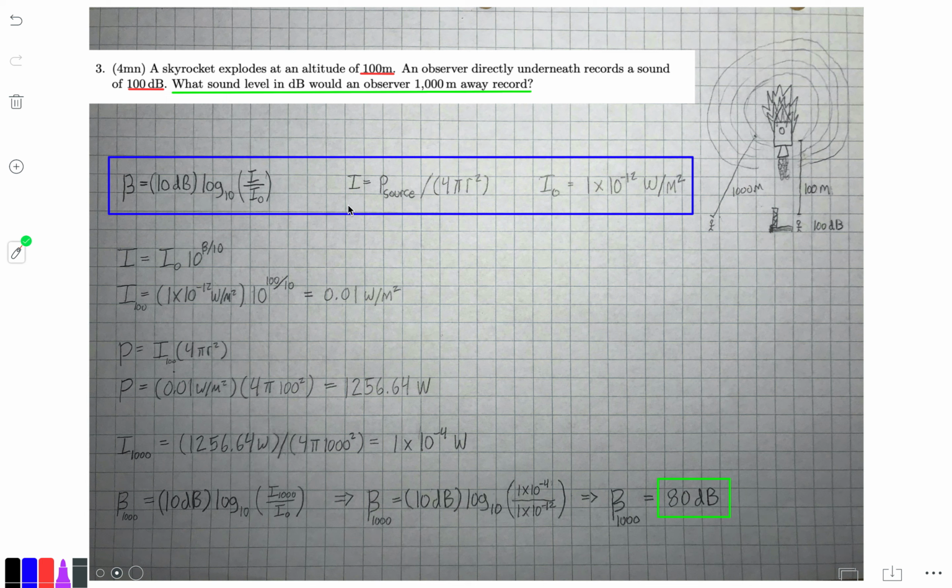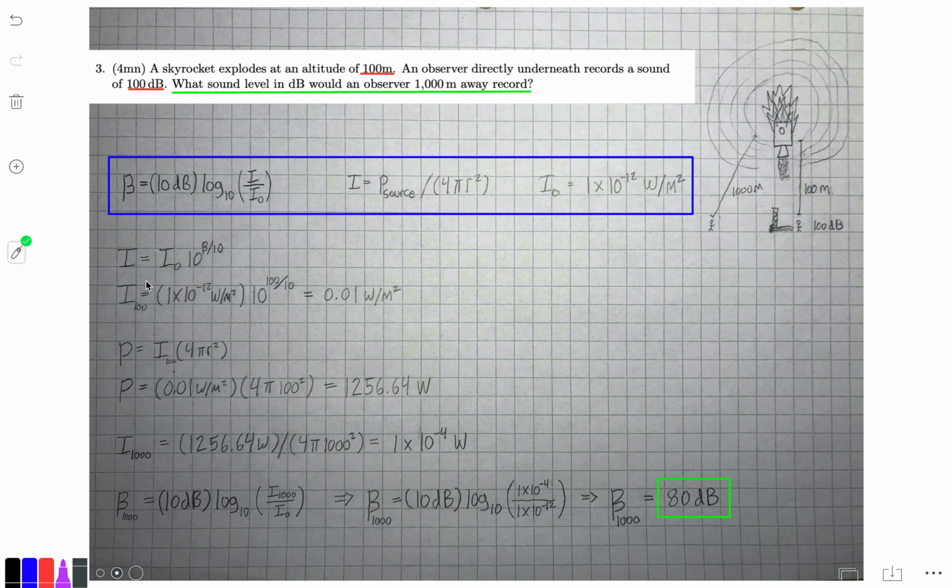We also have our intensity given power and the type of emitter of sound. So in our case, as I mentioned, it's going to be a sphere. So this is the equation for a sphere right here. We also have the threshold of human hearing, I naught, which is this value here in watts per meter squared.